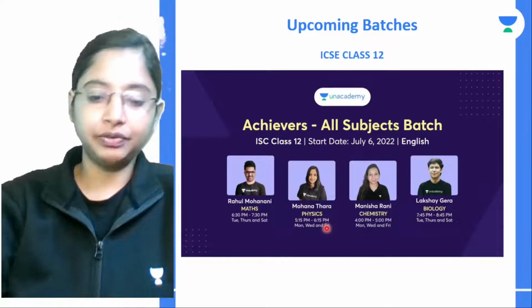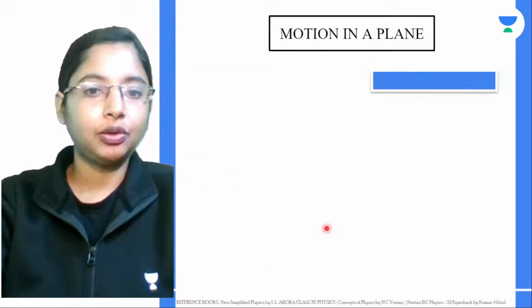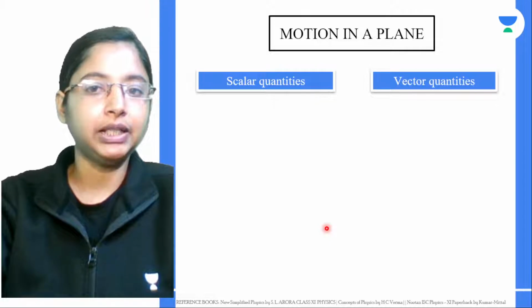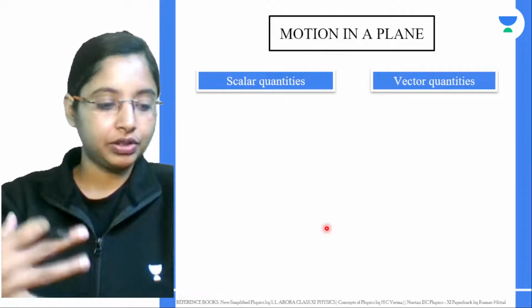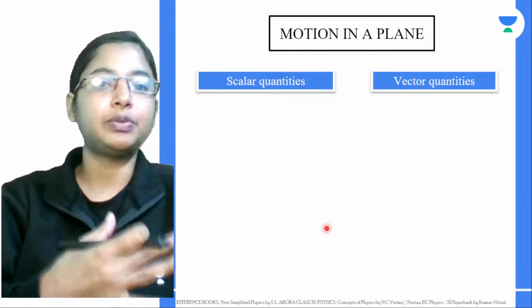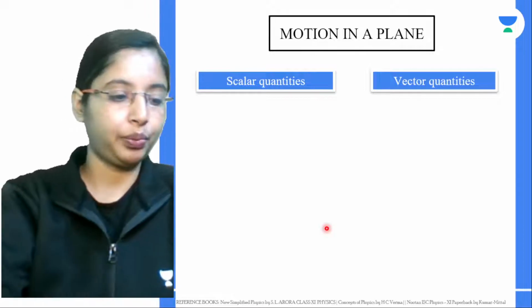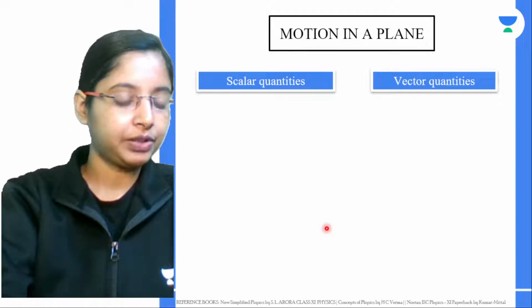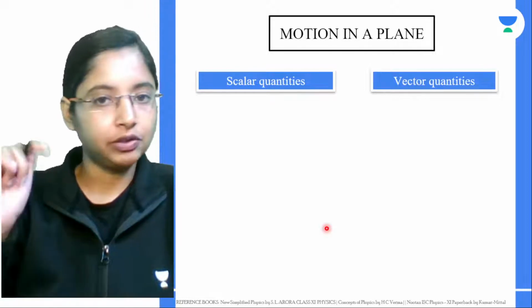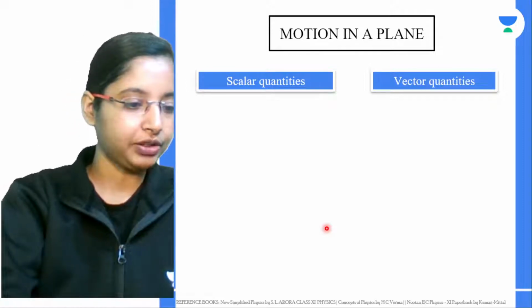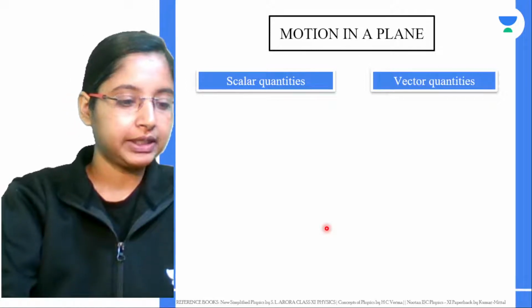Riddhima, good evening. And with that note, let's come towards motion in a plane. When we started the concept of motion in a plane, we learned the difference between a scalar quantity and a vector quantity. If you know the difference between a scalar and a vector quantity, you can share it in the chat box. What do you think is a scalar quantity?